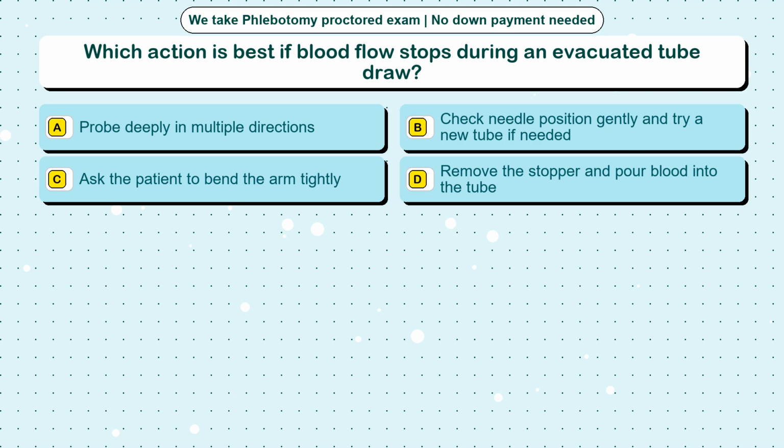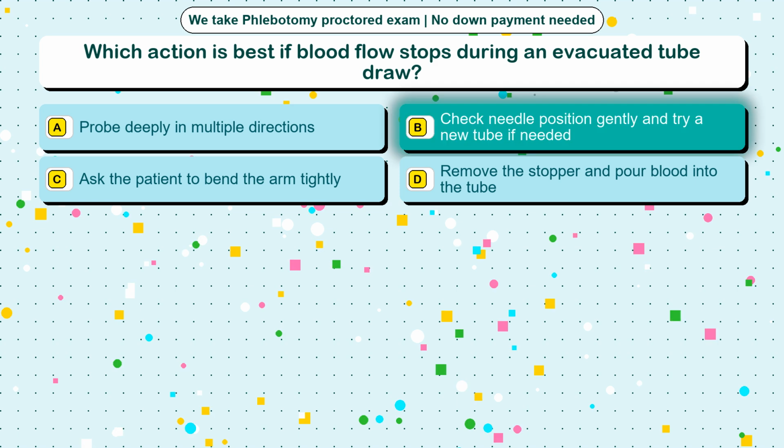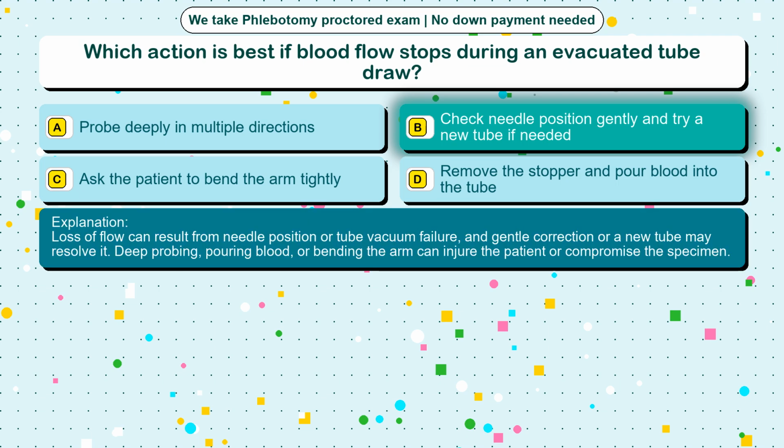Question 63. Which action is best if blood flow stops during an evacuated tube draw? Option A, probe deeply in multiple directions. Option B, check needle position gently and try a new tube if needed. Option C, ask the patient to bend the arm tightly. Option D, remove the stopper and pour blood into the tube. The correct answer is option B. Check needle position gently and try a new tube if needed. Loss of flow can result from needle position or tube vacuum failure, and gentle correction or a new tube may resolve it. Deep probing, pouring blood, or bending the arm can injure the patient or compromise the specimen.